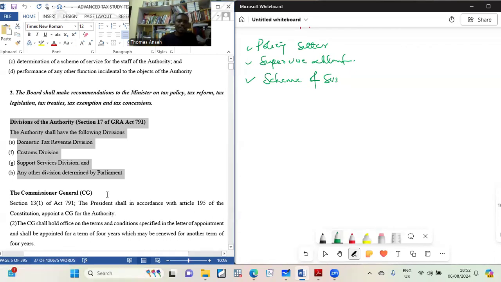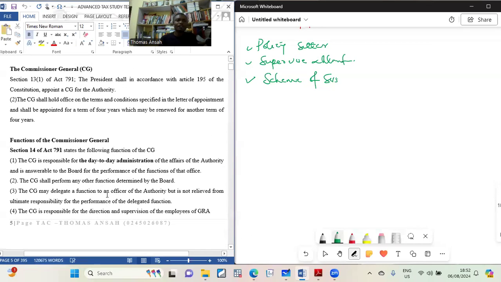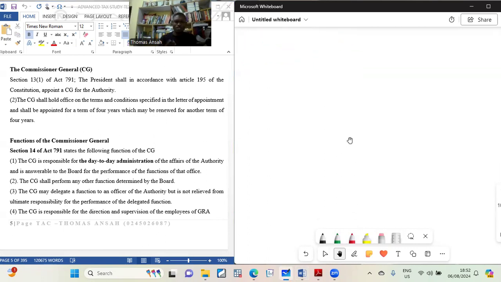Now, let's stay a little. We are still on the governance aspect, and I think we will end the governance aspect probably with the functions of the Commissioner General, because he is the one that came on telly, right? He is the one whose salary came out for everybody to see. So who is the Commissioner General? When we say Commissioner General, who is the Commissioner General?